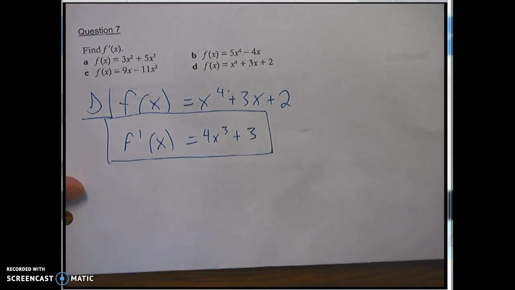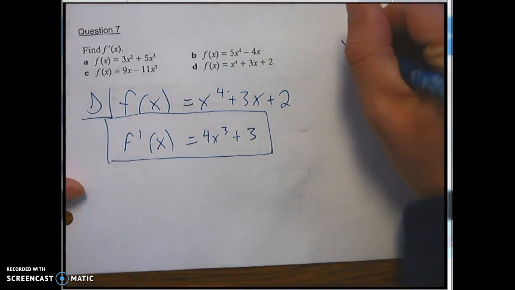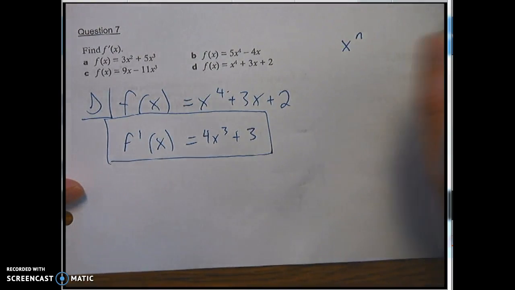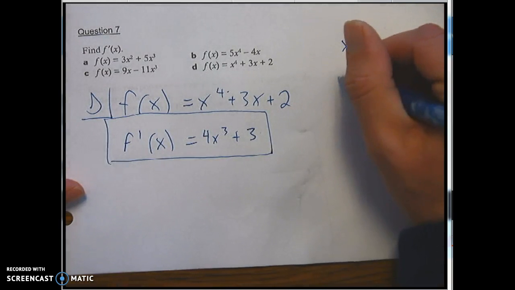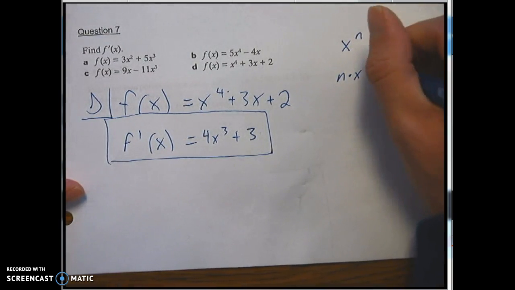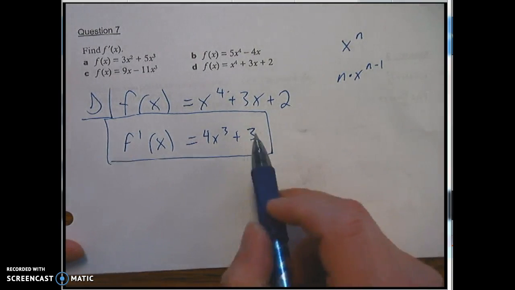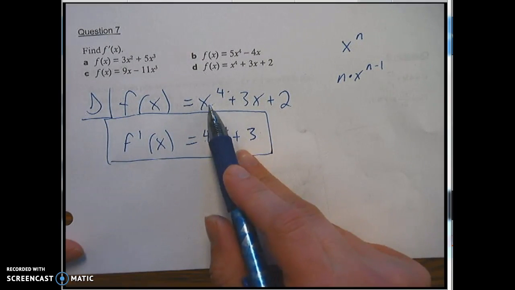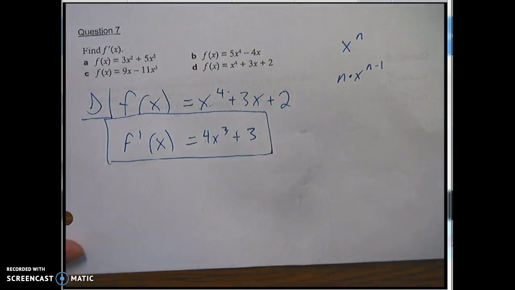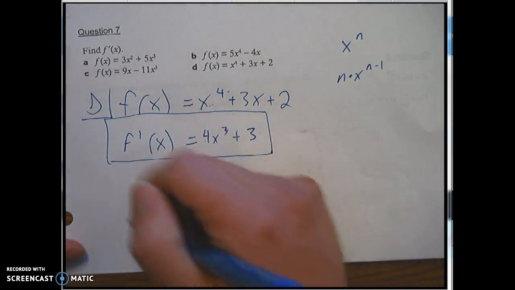So in general, the rule is if you've got x to the n power, then when you take the first derivative, it's n times x to the n minus 1 power, which is a complicated way of saying take the exponent, multiply it to the coefficient, and then subtract 1 from the exponent. So let me just show you one more that's kind of like that.